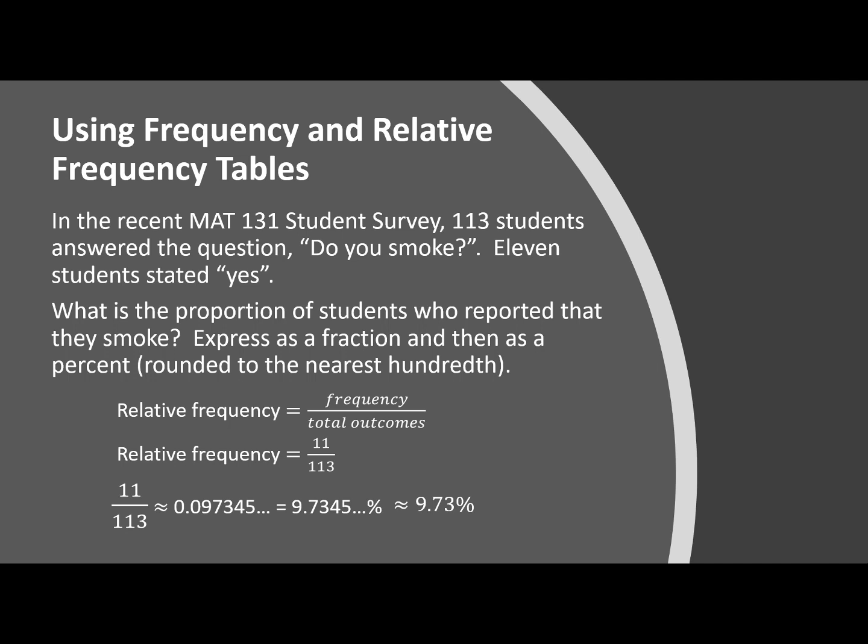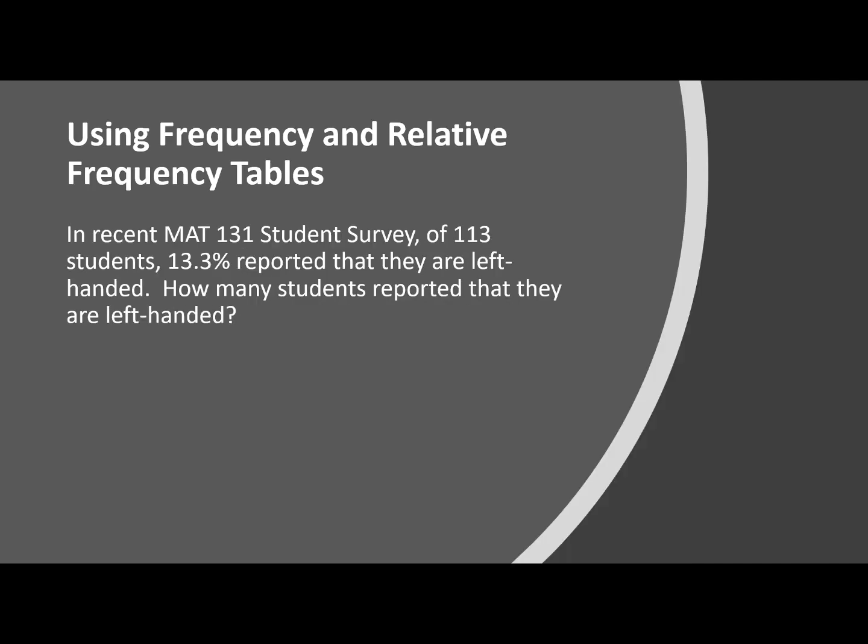Let's do another example. In the recent MAT 131 student survey, out of 113 students, 13.3% reported that they are left-handed. How many students reported that they are left-handed? So in this example, we want to find the frequency. We want to find the number of students who are left-handed. Now we know the total is 113, and the 13.3% is the relative frequency.